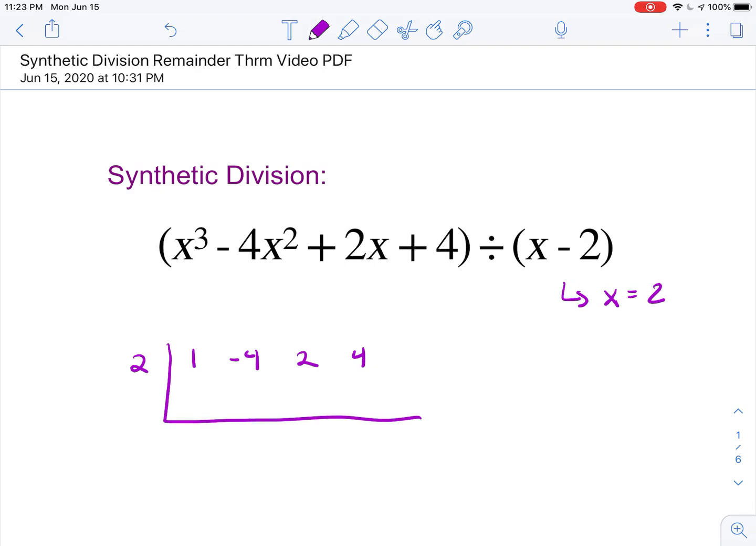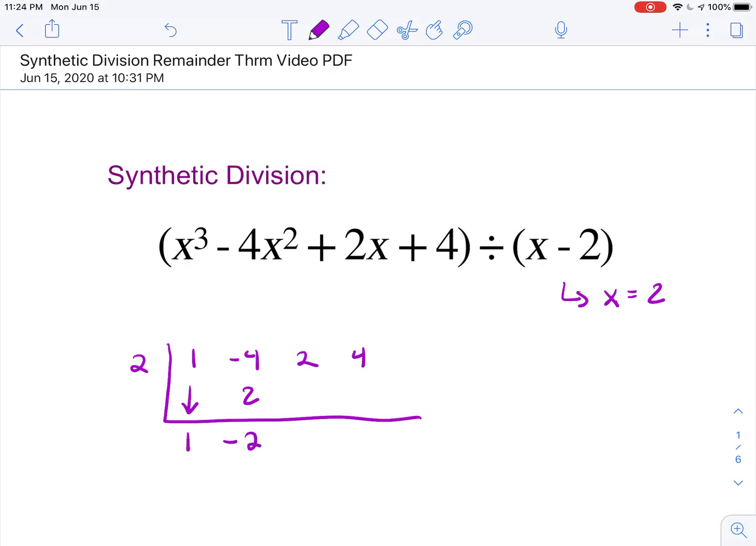So now, to perform the synthetic division process, the first thing we do is we bring down that very first coefficient, which is 1. What we're going to do with that coefficient is multiply it by that divisor value and place it under the next column. So 2 times 1 is 2. Now that we have a stacked set of values, I'm going to add them. So a minus 4 plus a 2 gives me a minus 2.